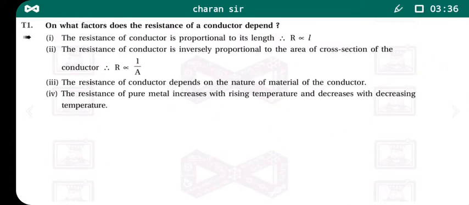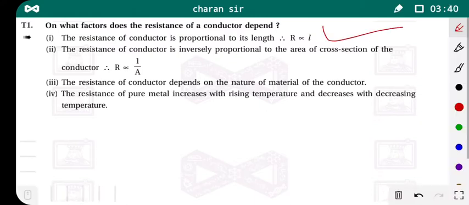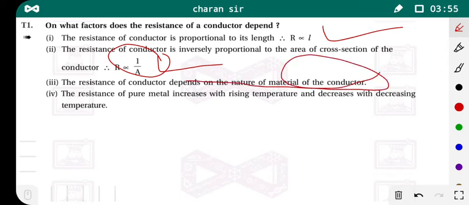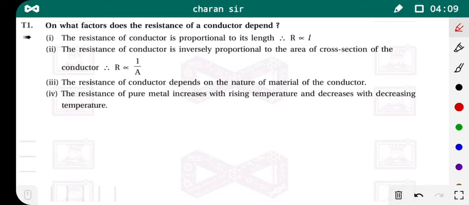Okay. So from these numericals we draw one conclusion: on what factors does the resistance of a conductor depend? The first factor, that is length, is directly proportional to the length of the conductor. The second factor, the cross section area, is inversely proportional. The resistance of the conductor is also dependent on the nature of the material used for making the conductor. The resistance is also dependent on the temperature.